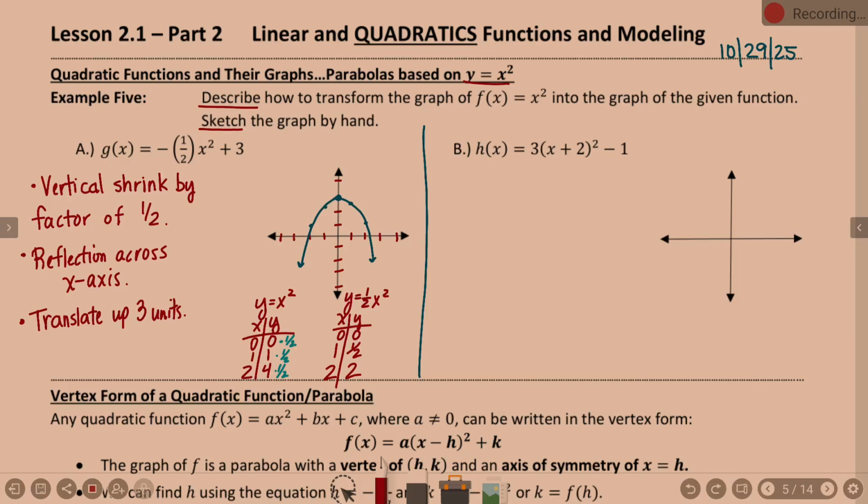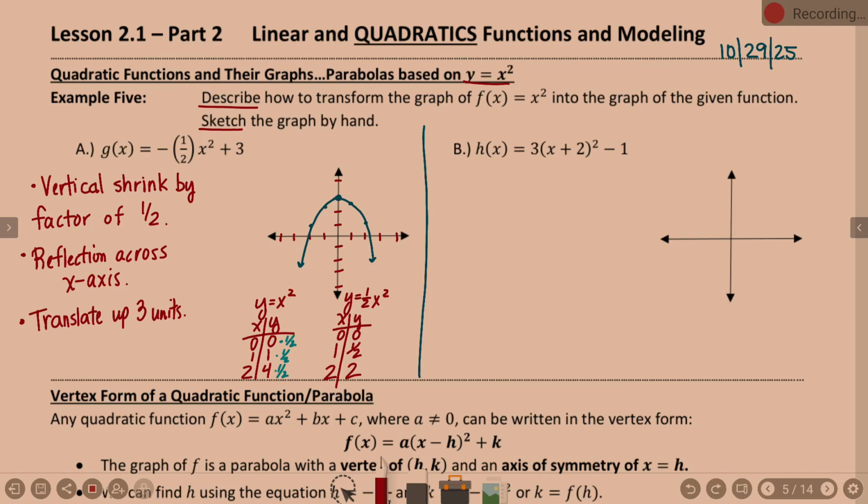There's a vertical stretch of 3. Multiplying by 3 out in front is a vertical stretch, because it's a number bigger than 1. Moving left 2. So the minus 1 outside is up or down, so that's down 1. The plus 2 inside the parentheses is left or right, opposite the sign, which means left 2.